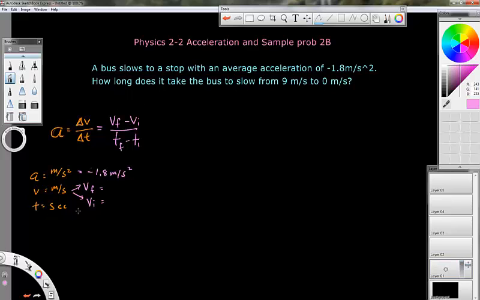We're trying to find here the time. Our time is the question mark. We don't know. It says how long does it take. That's the part we're trying to find.